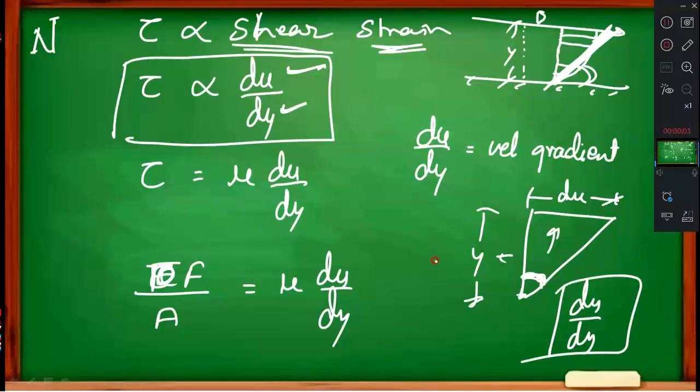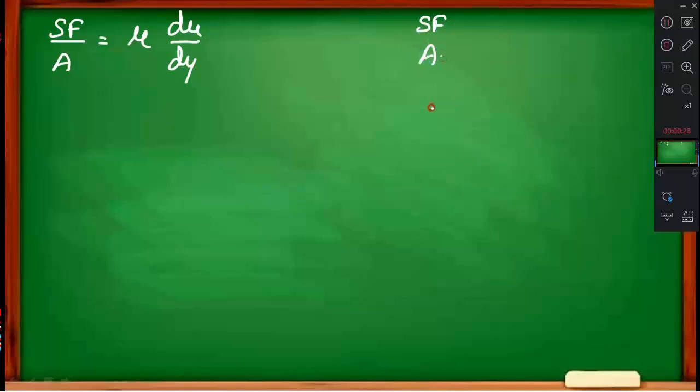Now we need to study a lot in this equation. Here you should understand each and every term. Shear force divided by area is equal to mu into du by dy. Okay. What is the shear force? What is this area? What is this du? Du, I will write it here, velocity. What is this dy? I will call it the thickness.